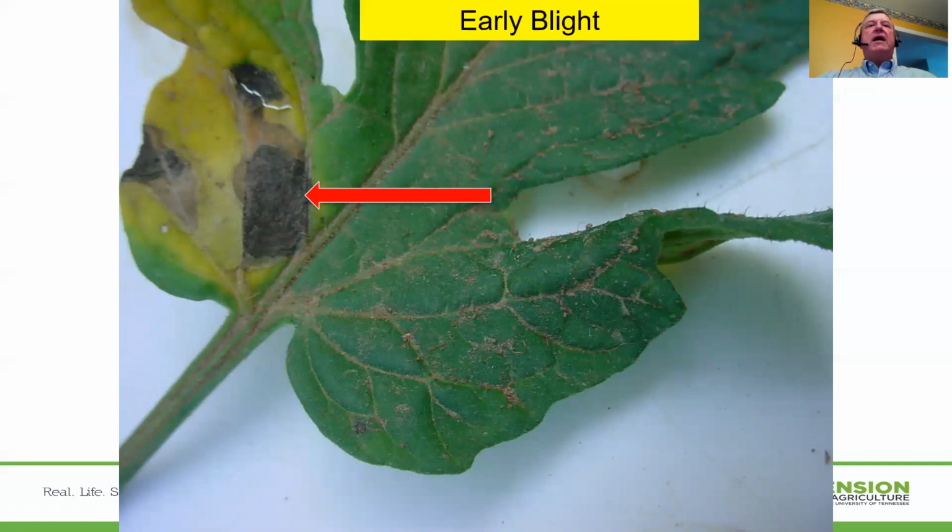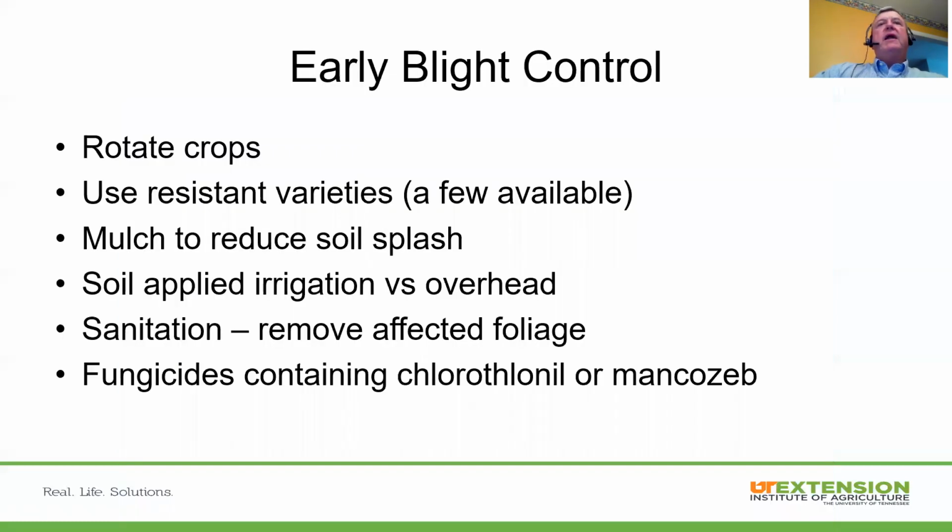It's called early blight, and the black spots with the rings in them are textbook examples of what the symptoms of early blight look like. This fungal disease does attack all sorts of different tomato varieties, both hybrid as well as the open pollinated, heirloom type varieties. Things that you can do to help control early blight in the vegetable garden is rotate crops.